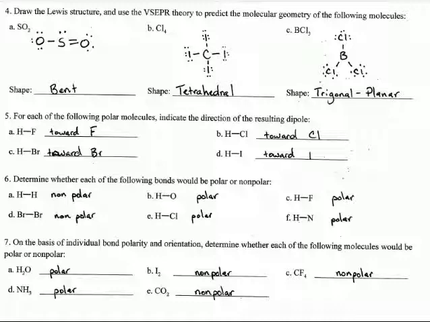So here the individual bond polarities are polar, but because of the orientation of the fluorines, they actually balance each other out, and so the overall molecule is nonpolar.